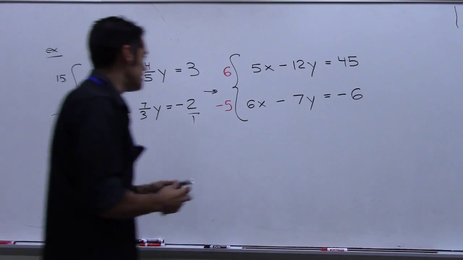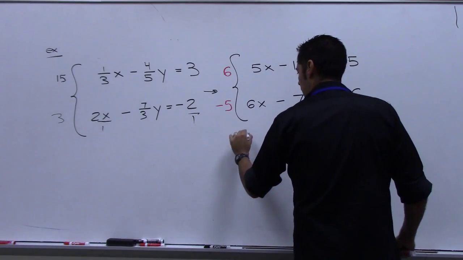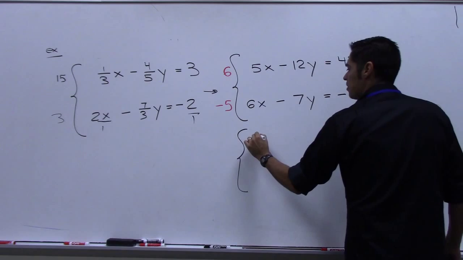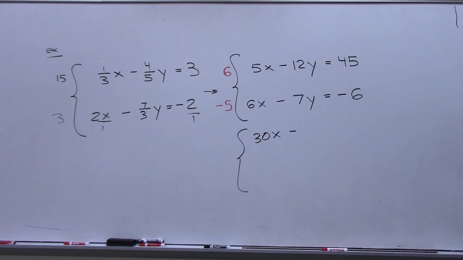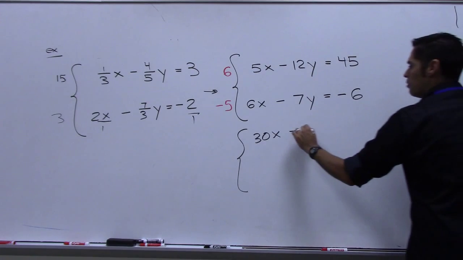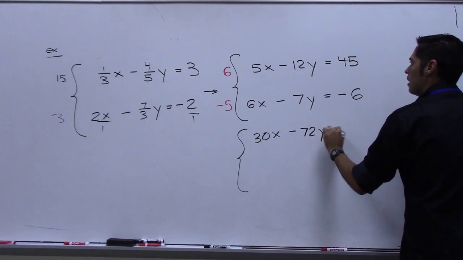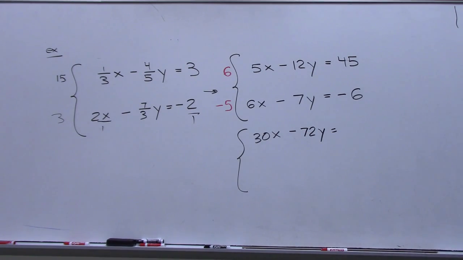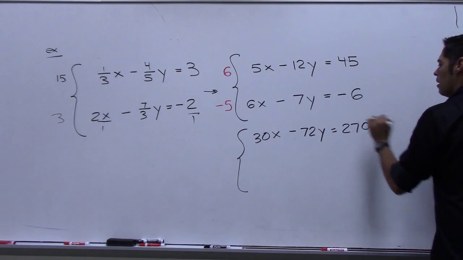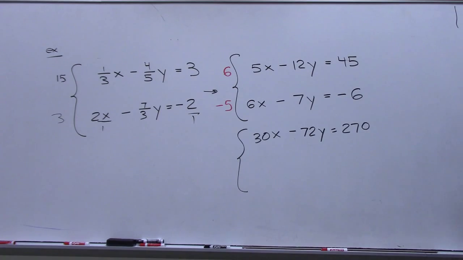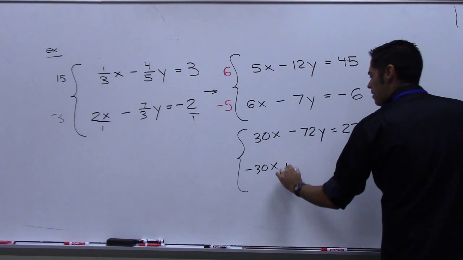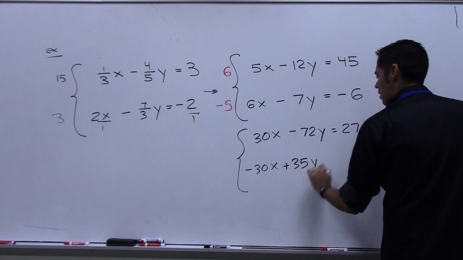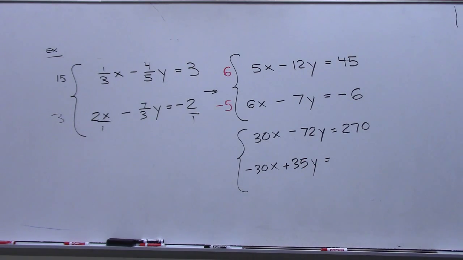I rewrite the whole system again. Distributing 6 through. 30x minus, starting to get big numbers, right? 72y equals, what is it, 270? 270. And then the bottom one, negative 30x and 35y equals 30.